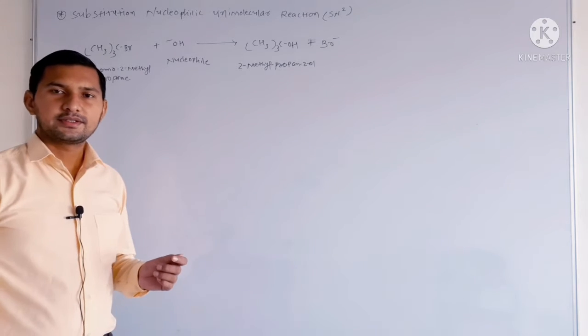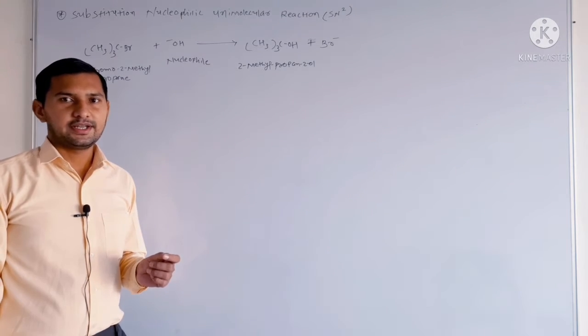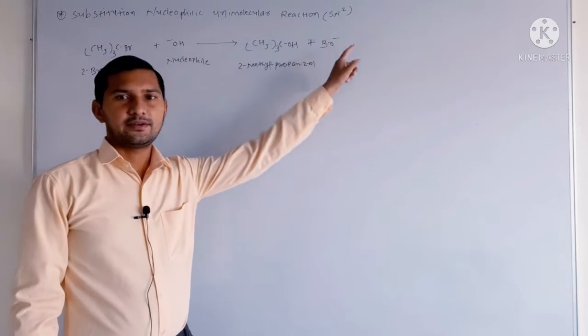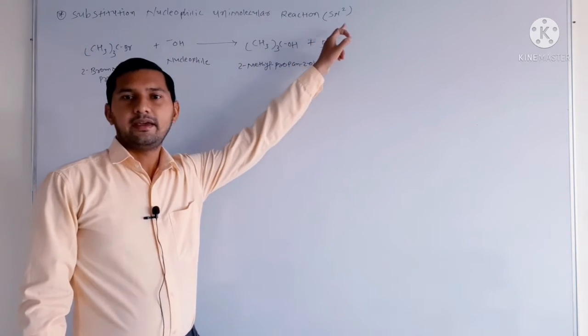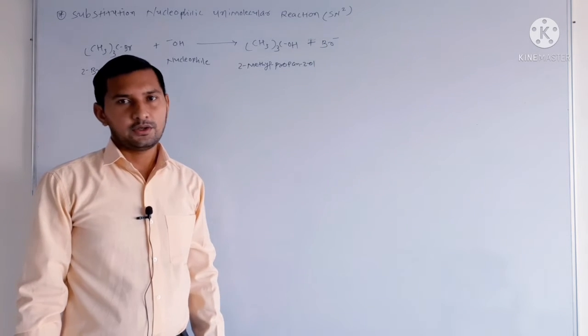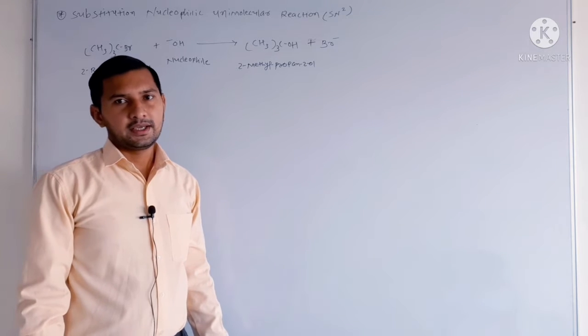Today we are going to discuss the SN1 reaction, substitution nucleophilic unimolecular reaction. S stands for substitution, N stands for nucleophilic, and 1 indicates it follows a first order reaction. How can we explain this?